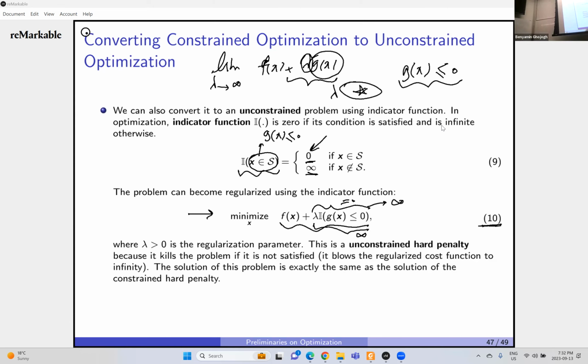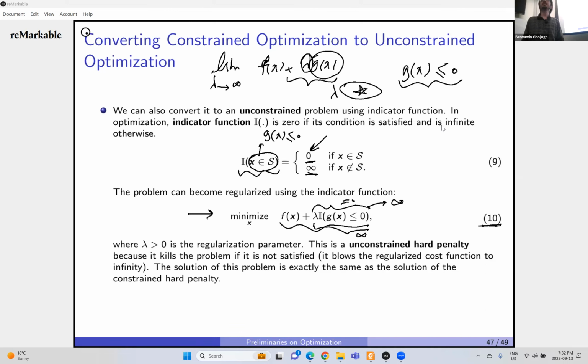If x is in the set S, then lambda times 0 is 0. Yes, so again, why have I used lambda here? We can drop lambda, but I have used lambda here because in the next slide, I'm gonna approximate the indicator function again.